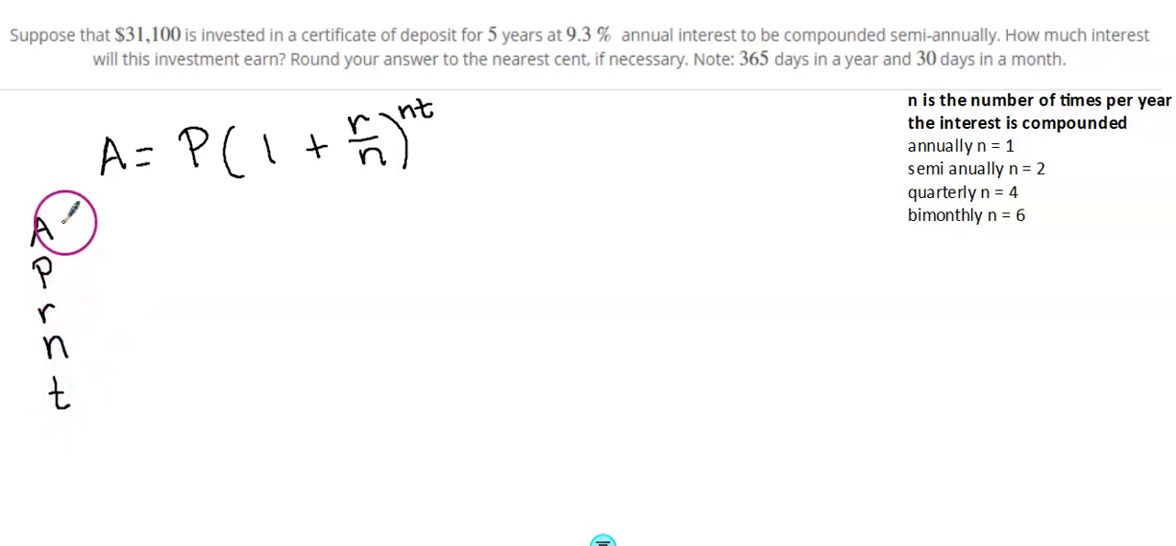A is the total amount after so many years. We don't know that yet. That's what we're finding. P is the principal. That's the amount we have invested. In this case, our principal is $31,100.